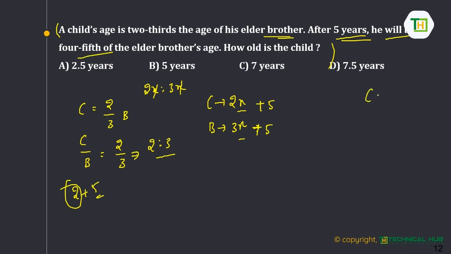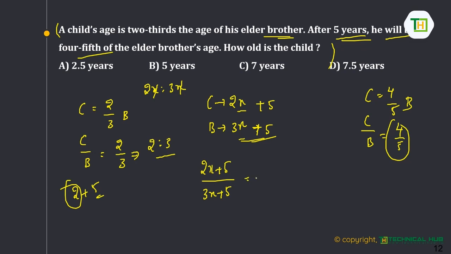It means the child is equal to 4/5 of the brother. So child by brother is equal to 4 is to 5. This ratio is after 5 years, and you know the ages after 5 years. So 2x plus 5 by 3x plus 5 is equal to 4 by 5. 4 by 5 is nothing but the ratio of ages of the child and brother after 5 years. And similarly 2x plus 5 and 3x plus 5 are also the ages of the child and brother after 5 years. Both are equal. So then cross multiply.